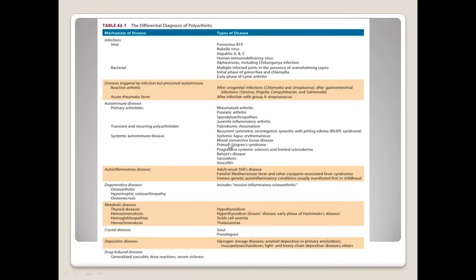So the important points here are the infections: reactive arthritis is due to chlamydia, whereas acute rheumatic fever is due to group A streptococcus. The primary arthritides are rheumatoid arthritis and psoriatic arthritis, whereas the systemic conditions are systemic lupus erythematosus and primary Sjogren syndrome. And the metabolic disorders like hypothyroidism, hyperthyroidism, sickle cell anemia, and thalassemia.